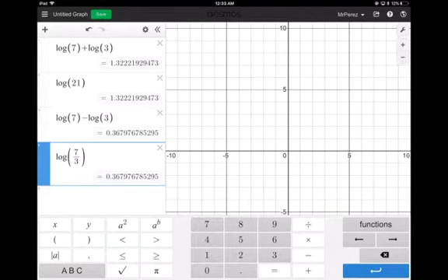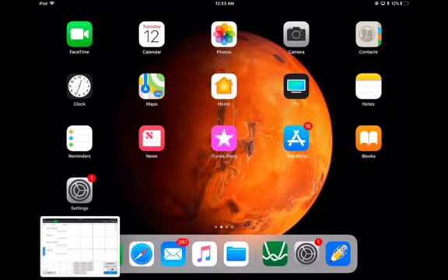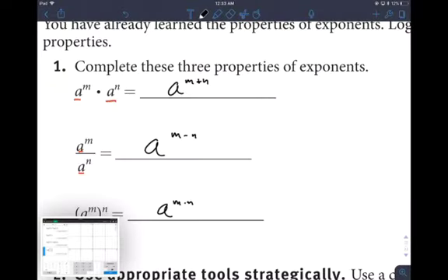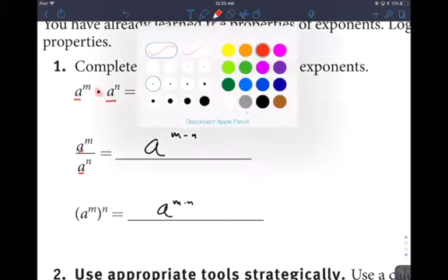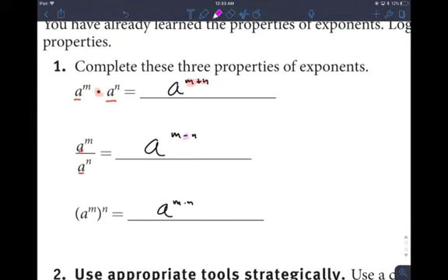We're not going to do the third, the power to a power, but notice that log base 10 of 7 minus log base 10 of 3 is equal to the log base 10 of 7 divided by 3. Let me take a screenshot of this, and then let's go back to the lesson. Notice that there's a relationship: when we add, it's the same thing as multiplying, and when we subtract, it's the same thing as division. So that's where that comes from, okay?